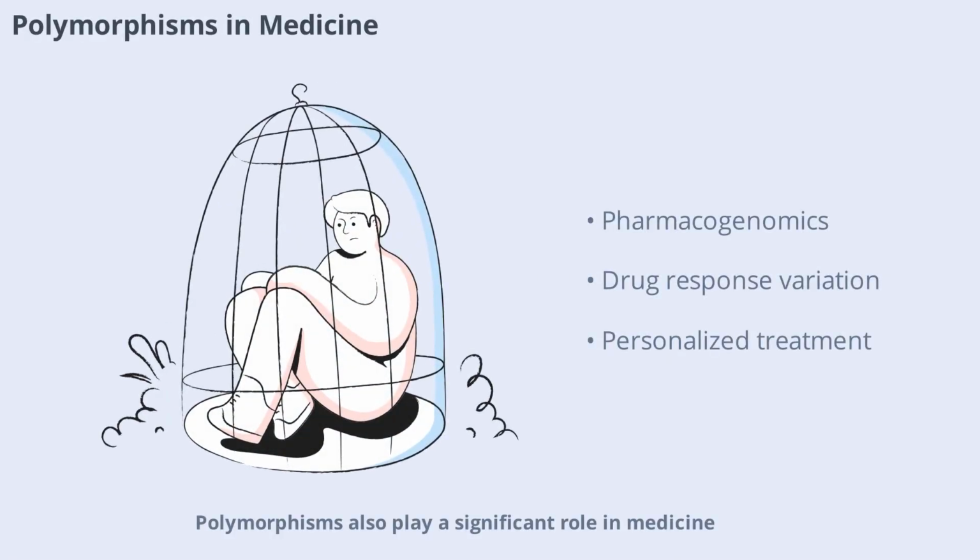Polymorphisms also play a significant role in medicine, particularly in pharmacogenomics, the study of how genes affect a person's response to drugs. Certain polymorphisms can influence how individuals metabolize medications, making some drugs more or less effective or increasing the risk of side effects. By understanding these genetic differences, doctors can tailor treatments to each patient, improving outcomes and reducing adverse reactions.